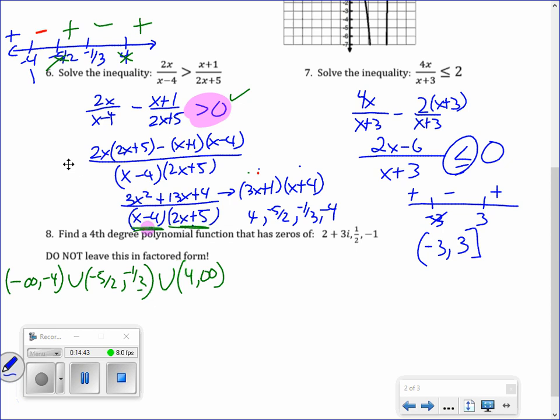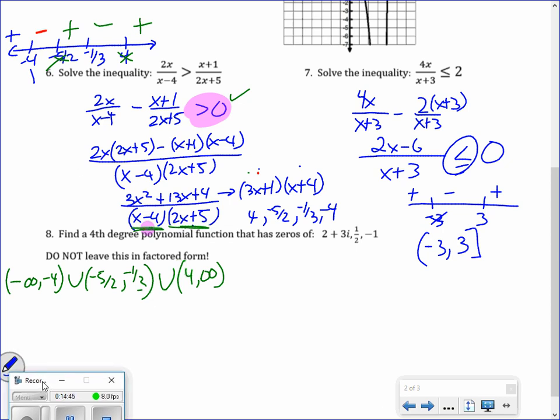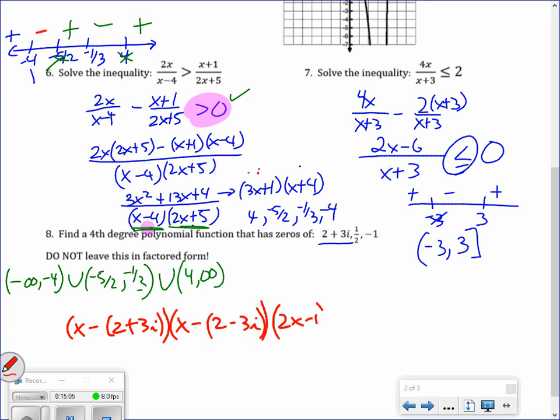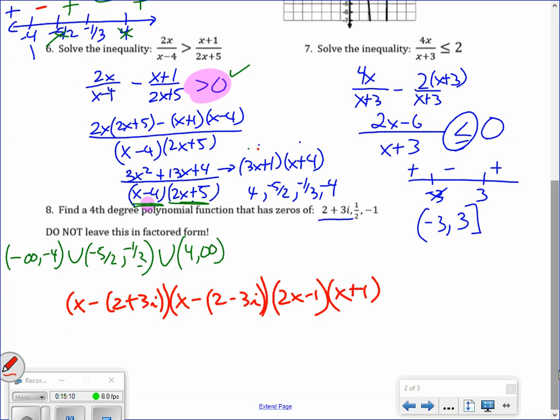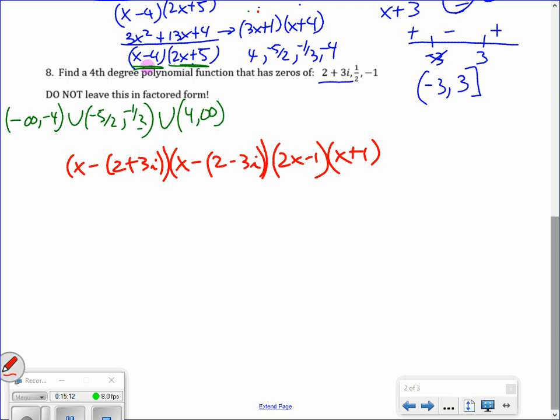So in this number 8, I need to multiply this out. So remember telling you one of the imaginary roots is like a trick because you need to make another one. So I have x minus 2 plus 3i, and then x minus 2 minus 3i. And then I have the 1/2, so that's 2x minus 1. And then I have the negative 1, so that's x plus 1. So my recommendation is to kind of do this in parts. You're going to multiply this together, and then multiply their answers.